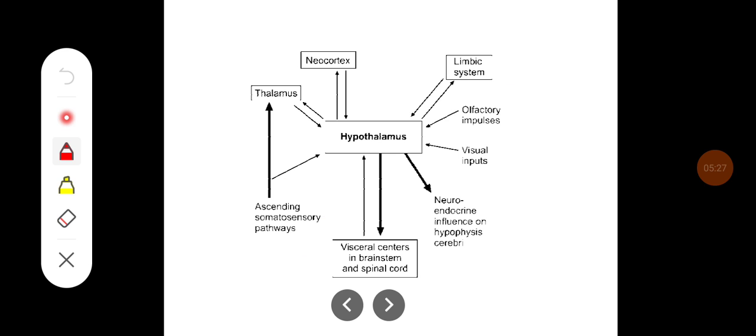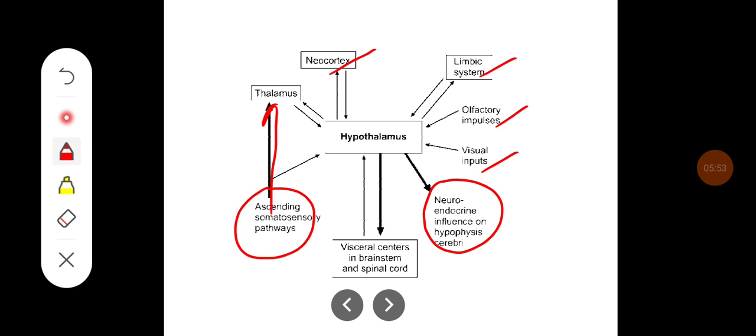The connections of the thalamus mainly involve ascending somatosensory pathways which go through the thalamus, and the hypothalamus is extensively and reciprocally connected with it. And of course it is connected thoroughly with the neocortex. The limbic system receives olfactory and visual impulses, and it exerts neuroendocrine influence on the anterior pituitary, and of course it acts on the spinal cord or brainstem, and it has its visceral functions through these centers.